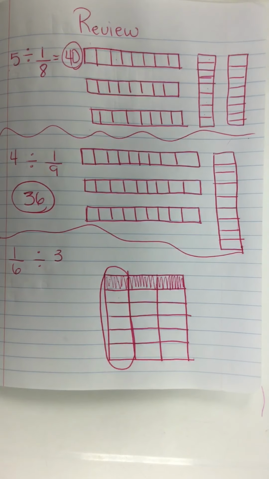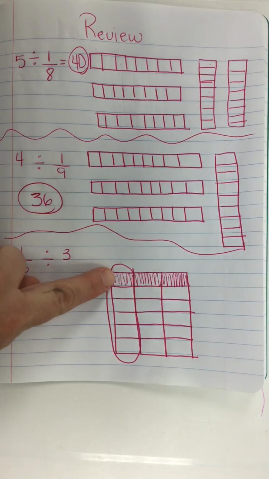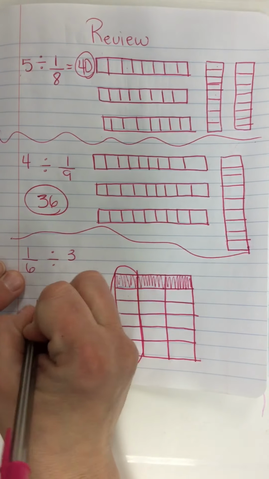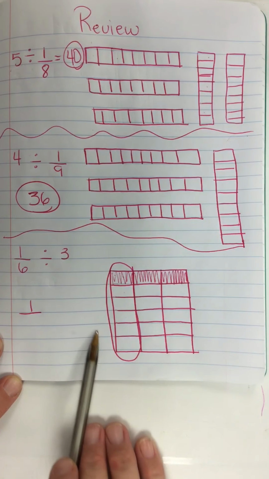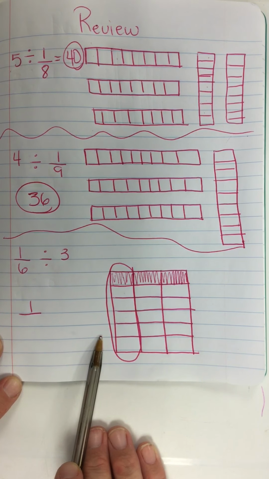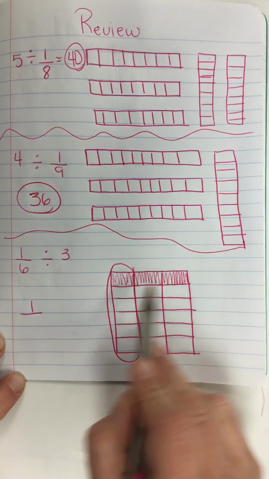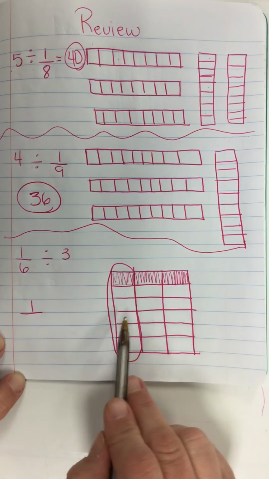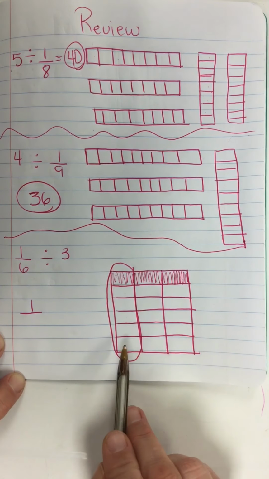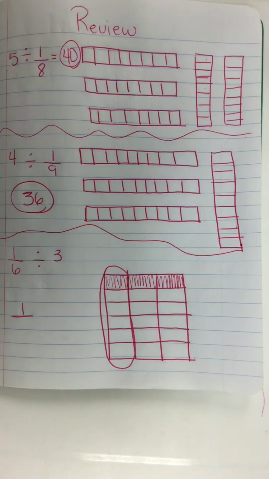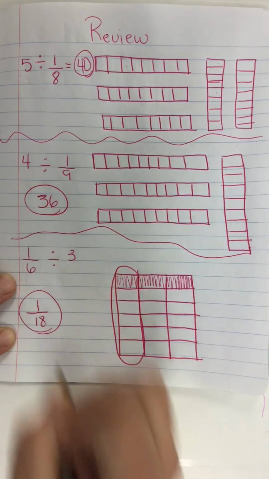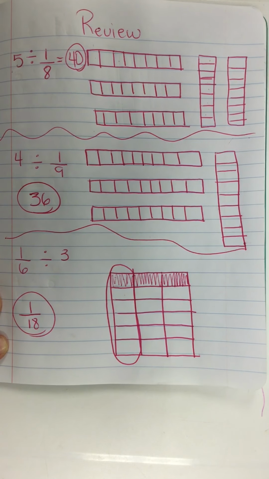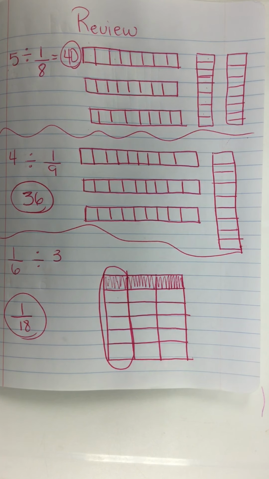That's 1/6. So what I have is 1. And then the denominator is how many total pieces. Well, 6 times 3 is 18. Or 1, 2, 3, 4, 5, 6, 7, 8, 9, 10, 11, 12, 13, 14, 15, 16, 17, 18. So each of the 3 people gets 1/18 of a piece of a brownie. So that's a little bitty piece of brownie, right?